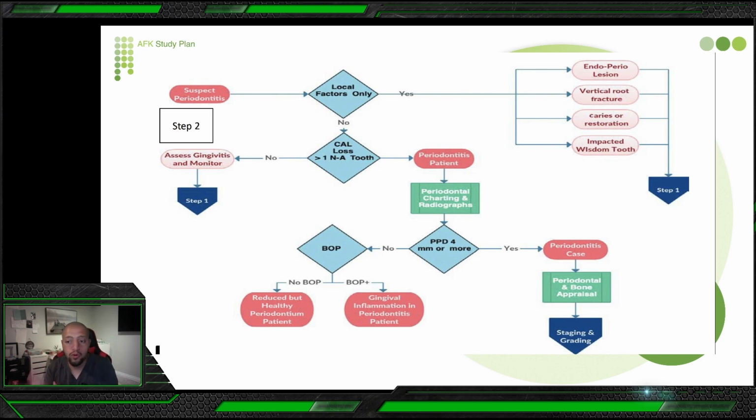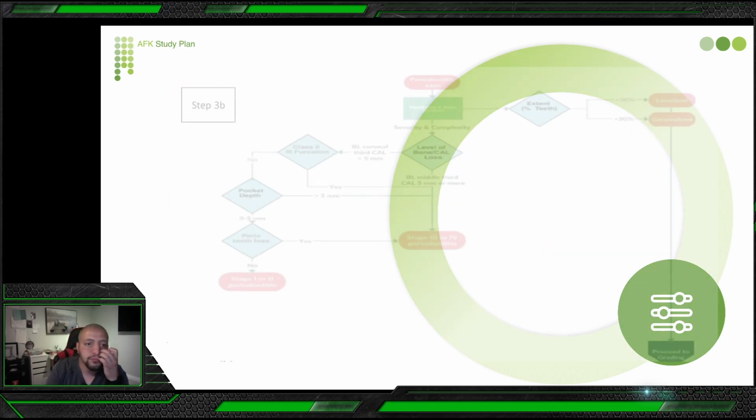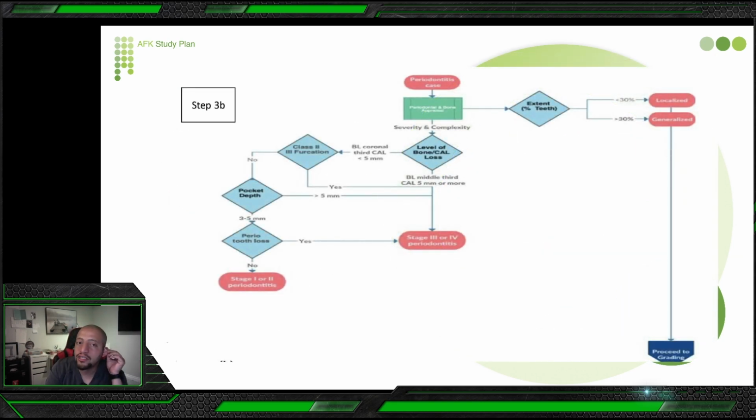If it's 4 or more, it's periodontitis, so let's give staging and grading. If it's less than 4, you check bleeding on probing. If bleeding on probing is present, it's gingivitis in a periodontitis patient. If it's not present, it's a reduced but healthy periodontium patient. Okay? Please listen to it again. If you listen to it twice, I think it will be easy for you to conclude everything. So we're going to speak about periodontitis first and then the other one.